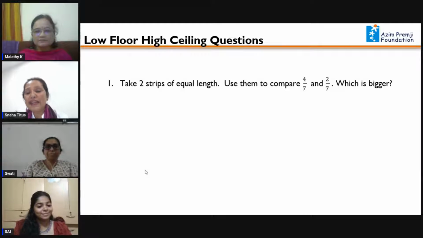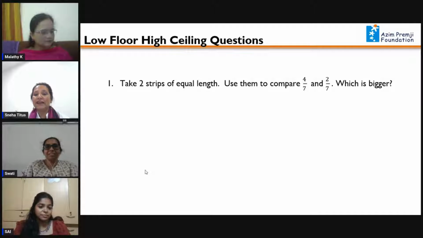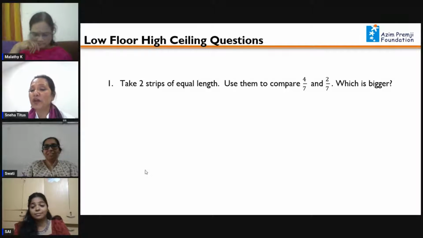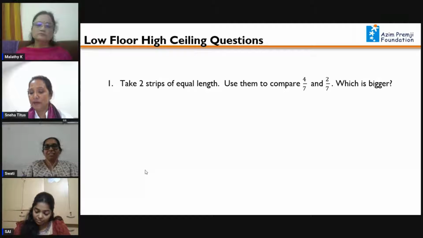Okay. The only thing is that earlier, possibly Malathi would have said divide it into 7 parts. Now color 4 parts on one strip and 2 parts on the other strip. But here, all I'm doing is checking, can they represent 4 by 7 and 2 by 7 on two different strips of equal length? If they can and they can compare, then I know that whatever activity was done in class has been understood by them completely.